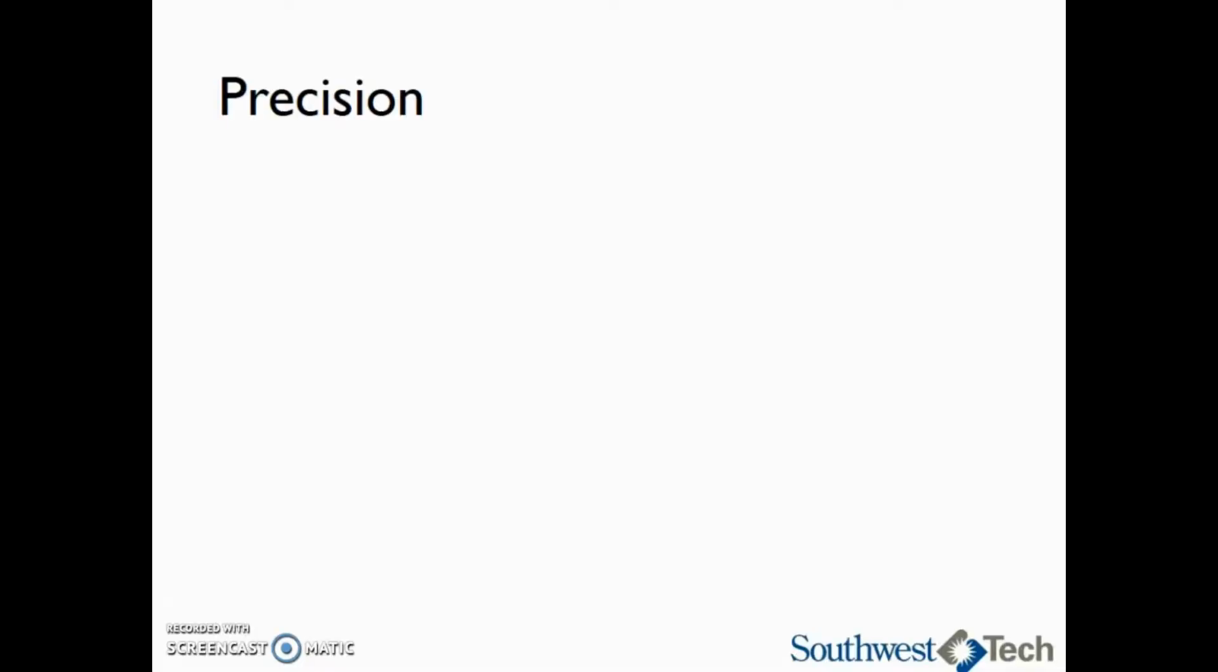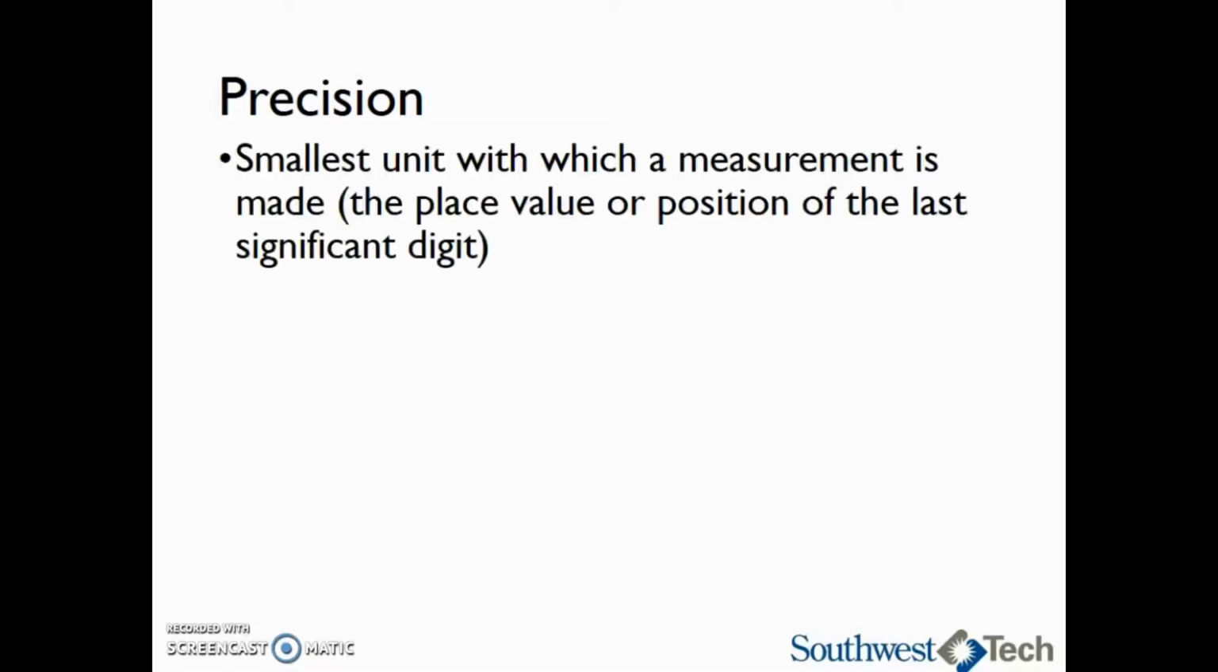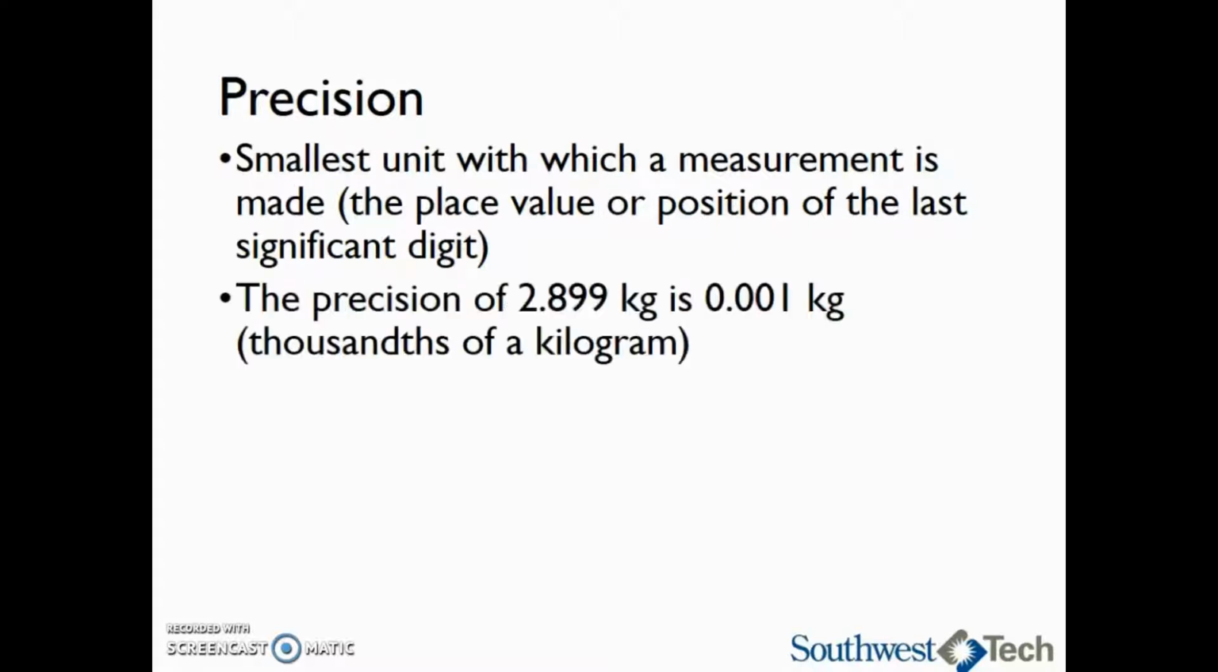In our fourth lecture video, we are going to cover precision. Precision is the smallest unit with which a measurement is made, or we can think of it as the place value or position of the last significant digit. We're going to look at a couple of examples here.